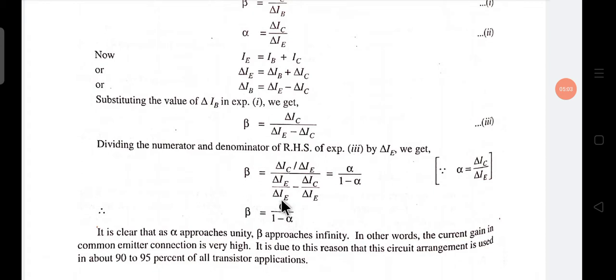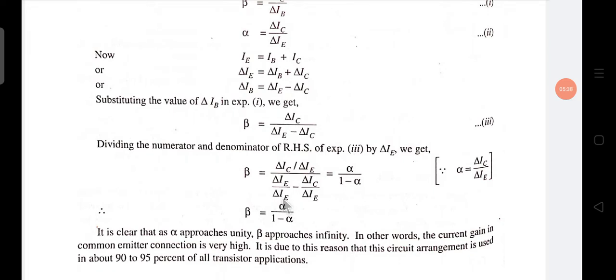Here if alpha is 1, then beta is infinity. You see, you place 1 by 1 minus 1, which is 0, so 1 by 0 is infinity. So whenever alpha is unity, beta is infinity. In other words, the current gain in the common emitter connection is very high.